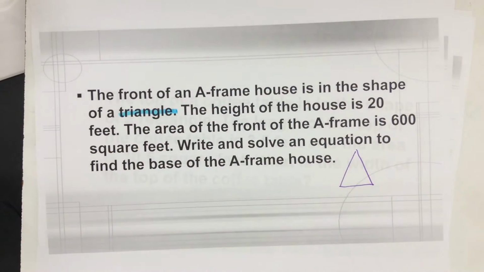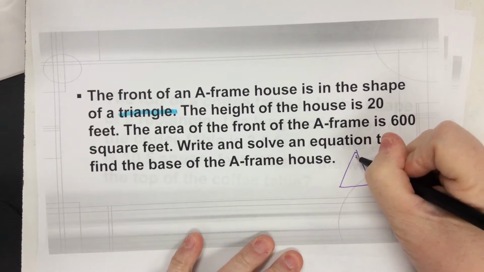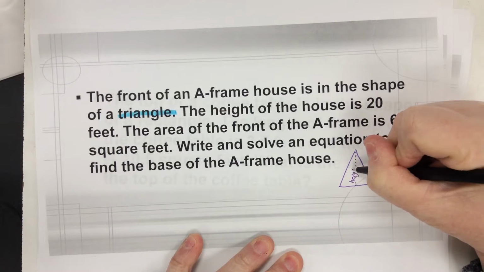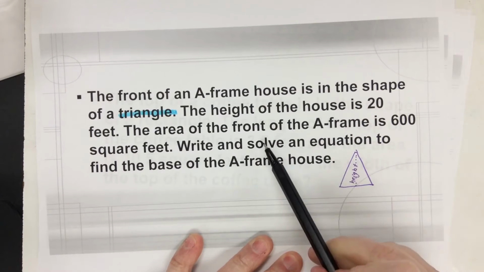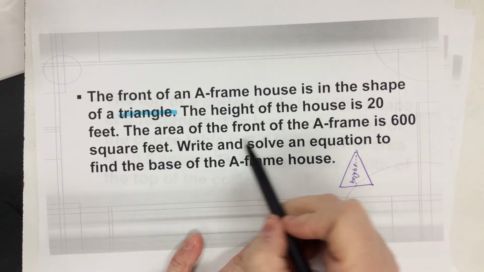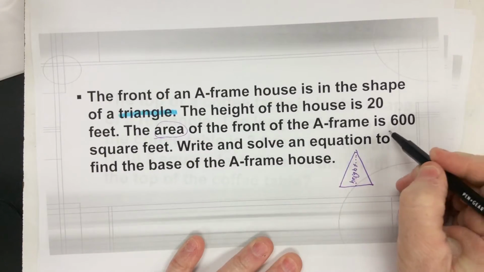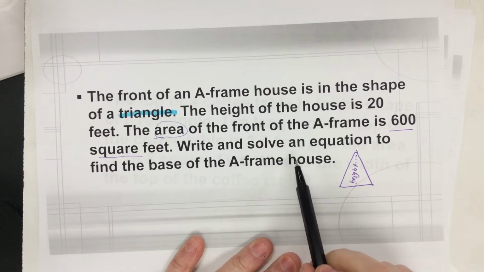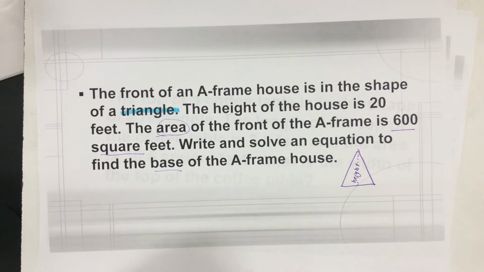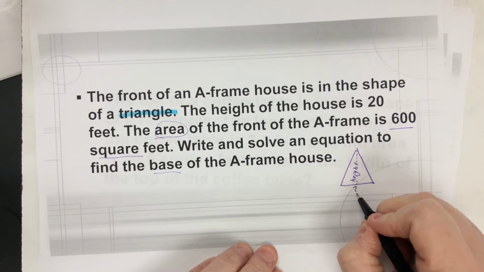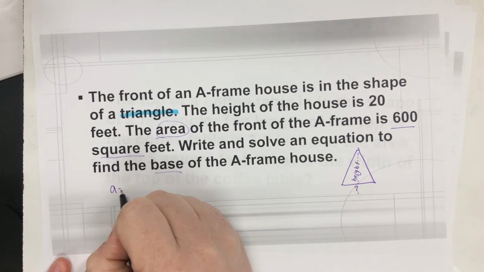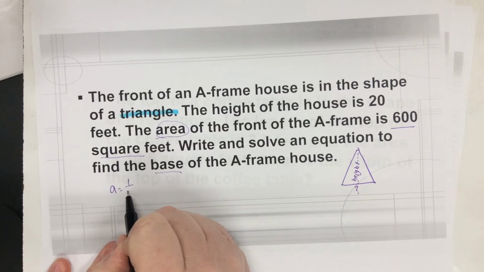The height of the house is 20 feet. So I'm going to draw this and put height. Okay, when in doubt, draw it out. The area is 600 square feet. This area is 600 square feet. We want to write and solve an equation to find the base. Okay, we do not know the base. So what I'm going to do right here is I'm going to write my formula first. This is a triangle, so it's 1/2 of base times height.